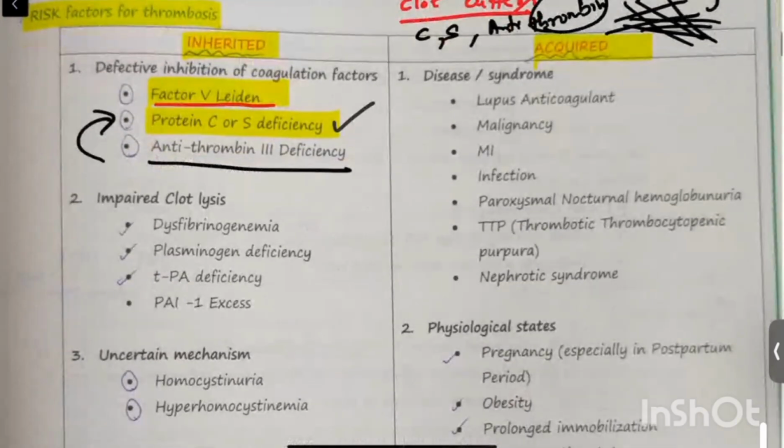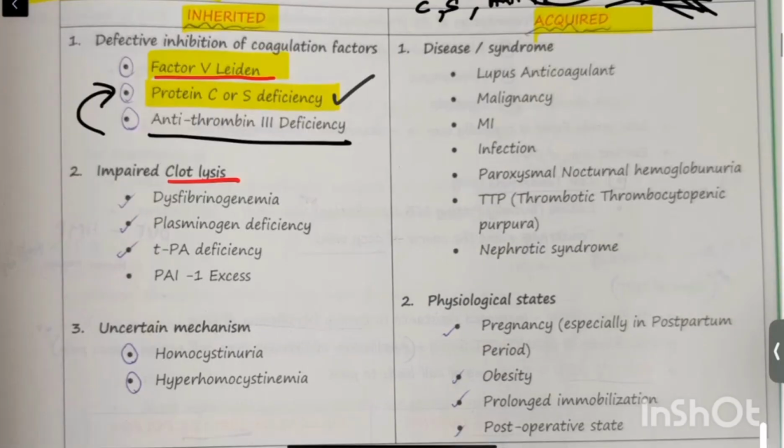Other than that, if there is impaired clot lysis, just like I said, once the clot is formed, it should be lysed so that normal body physiology is restored. If there is impaired clot lysis, whatever clot is formed will remain as it is. And when does that happen? If there is fibrinogenemia, so the fibrinogen content is more in the body.